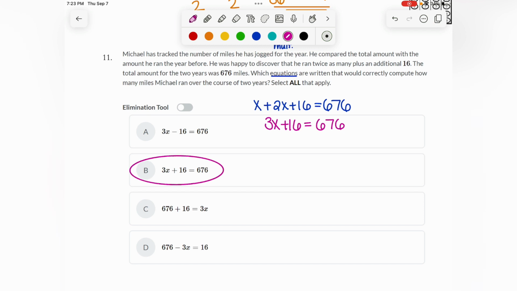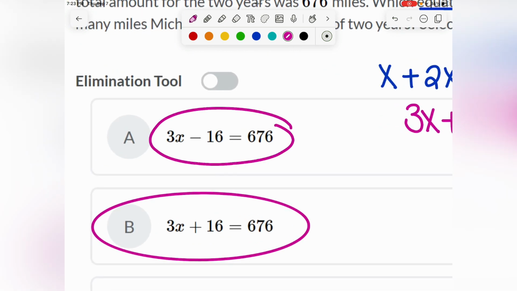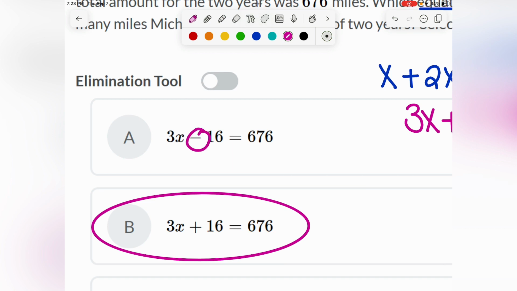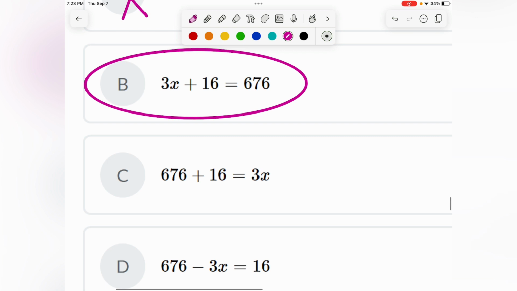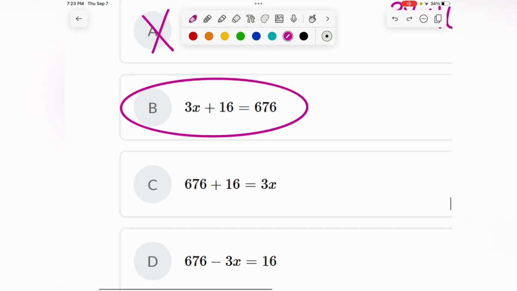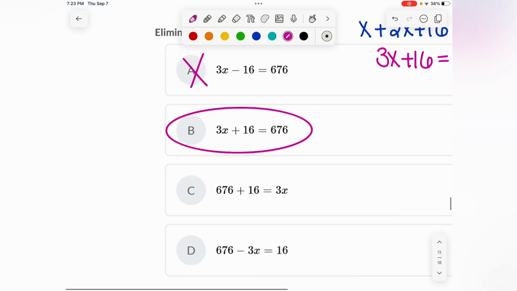So I'm going to go through and make sure if anything else is actually equivalent to our answer that's in pink. So let's see. This is not equivalent because it's a minus, not a plus. So it's definitely not A. This is definitely not equivalent because 676 plus 16, that's not how I could subtract this 16 over, but I don't want to add it over to the other side. So that one's a no.